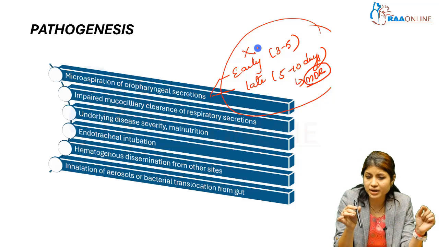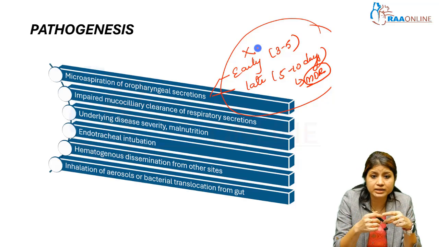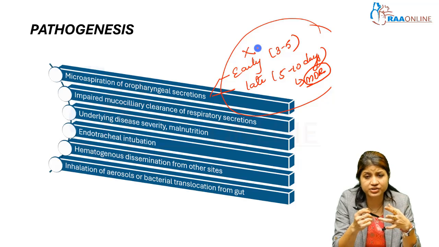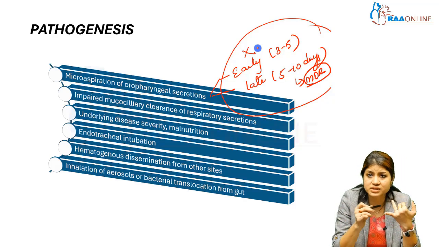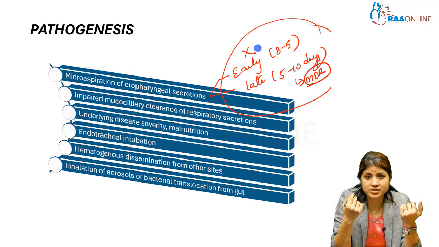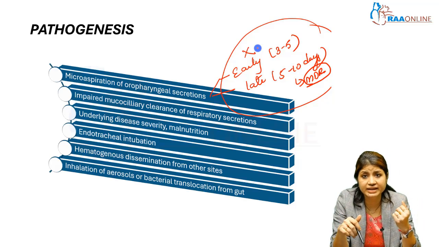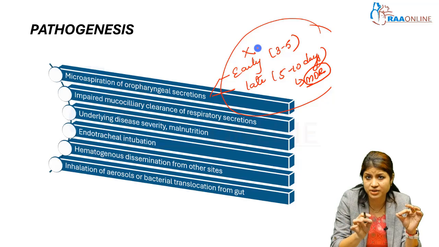So one pathophysiology is definitely aspiration of oropharyngeal secretions. And there is, obviously, impaired mucociliary clearance of the respiratory secretions. Underlying disease severity of the patient, malnutrition, cancer, poorly controlled diabetes, or being on steroids definitely makes patients prone to virulent organisms. Obviously, endotracheal intubation, because you're bypassing your protective nasal tract, oral tract, salivary secretions and other things, and you're getting a dry gas. There is no humidification happening.